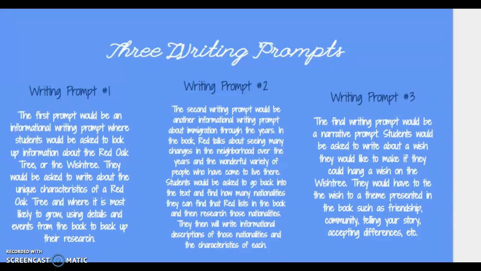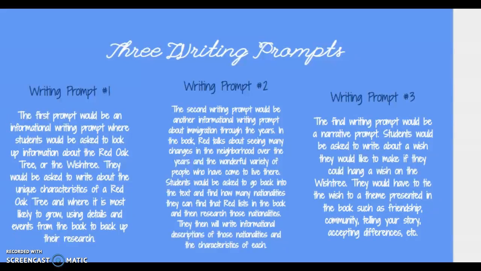The second option they have as a writing prompt would be another informational writing prompt about immigration throughout the years. In this book, Red talks about seeing many changes in the neighborhood over the years and the wonderful variety of people who have come to live there. Students would be asked to go back into the text and find how many nationalities they can find that Red lists or describes in the book, and then research those nationalities. They would then write informational descriptions of those nationalities and the characteristics of each.